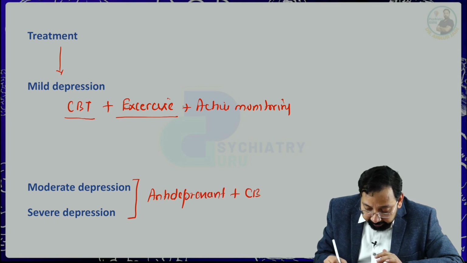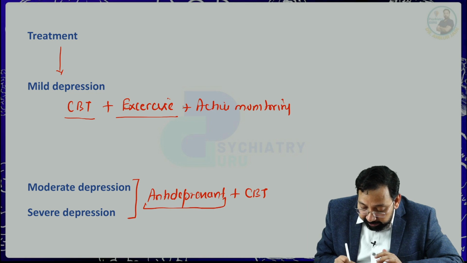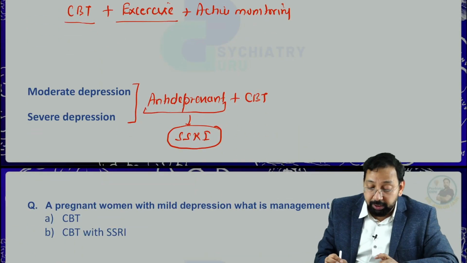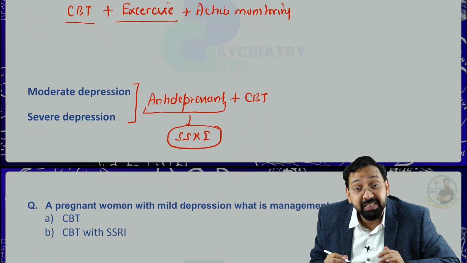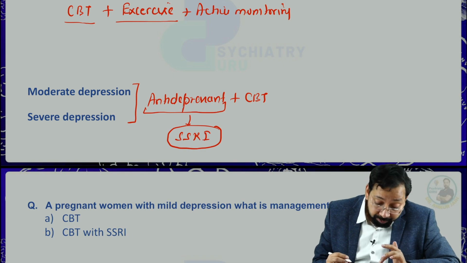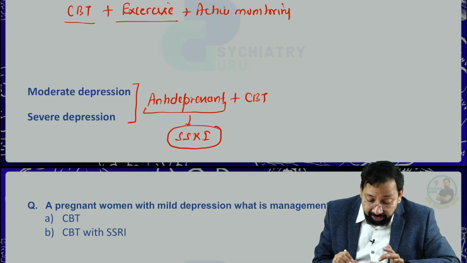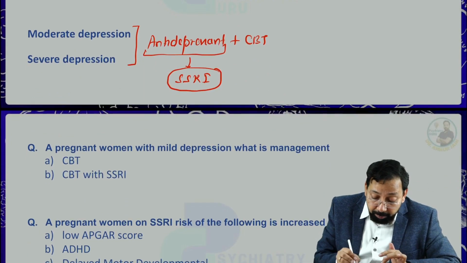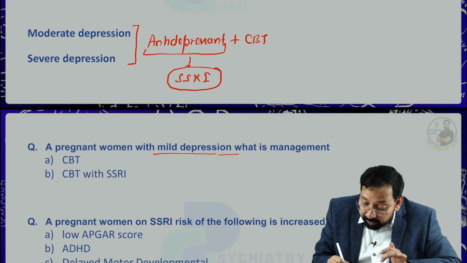Moderate and severe depression, you will treat the patient with antidepressant plus CBT. The most common antidepressant used is SSRI, selective serotonin reuptake inhibitor. Why are we using SSRI most commonly? Because it has the least side effect profile. Before going to SSRI, I must tell you: in pregnant women, if there is mild depression, what is the management?